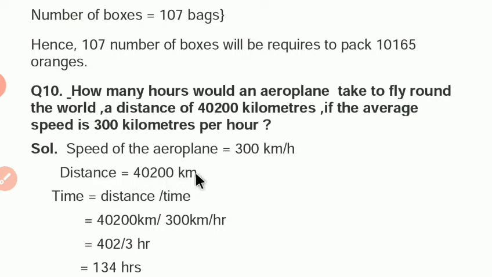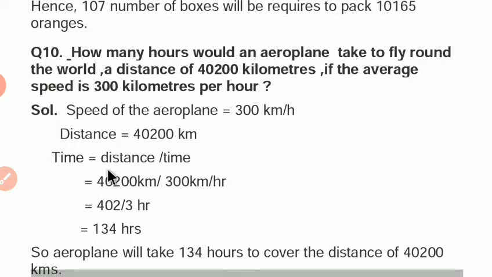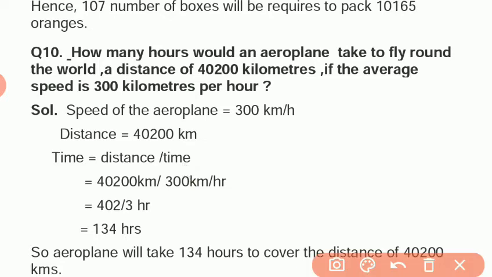40,200. Now we have to find: if the aeroplane speed is 300 kilometer for 1 hour, then how much time will it take to cover 40,200 kilometer. So we know how to find time? Time is equal to distance upon speed. So distance is 40,200 kilometer and speed is 300 kilometer per hour.